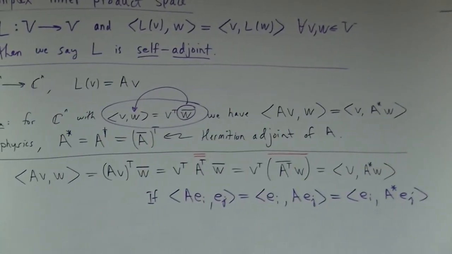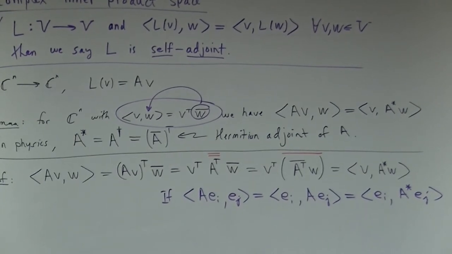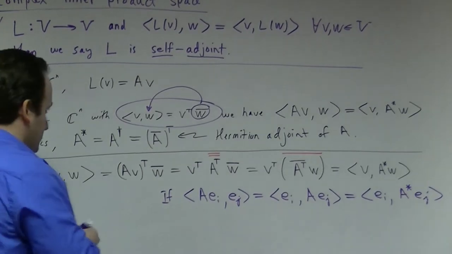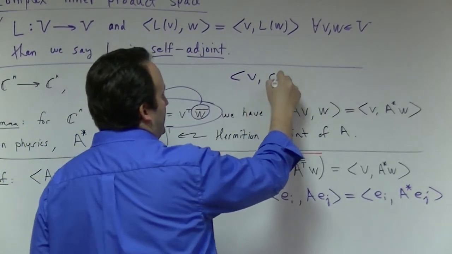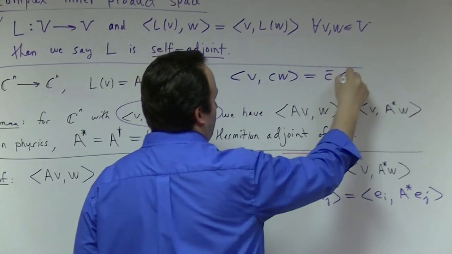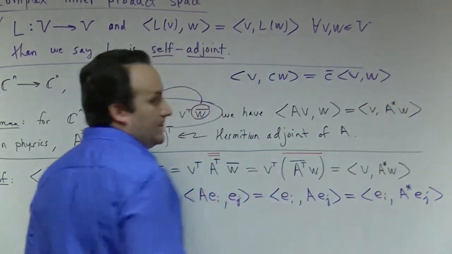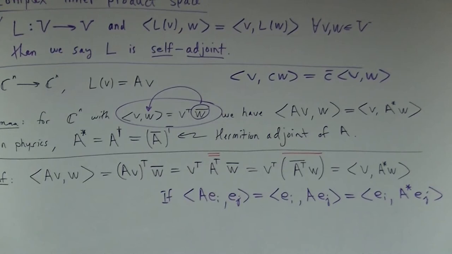In fact, it's not linear in the second slot. So sometimes people will say that the Hermitian inner product is sesquilinear. It's like 1.5 times linear. I think it's additive in the second slot, but it's not homogeneous. For example, if I have V comma C W, I get C bar times V, W. That's one of the things that pops out of our axiom. All right, I'm getting off track here. Let me get back on track.